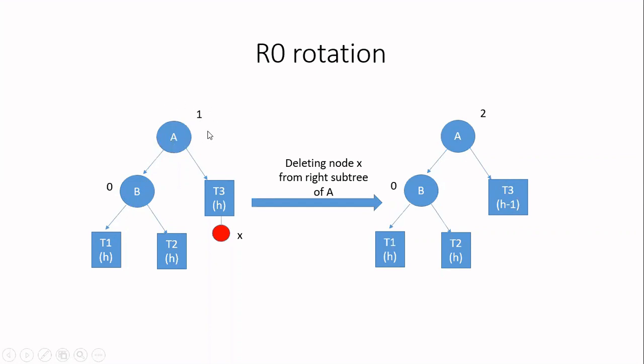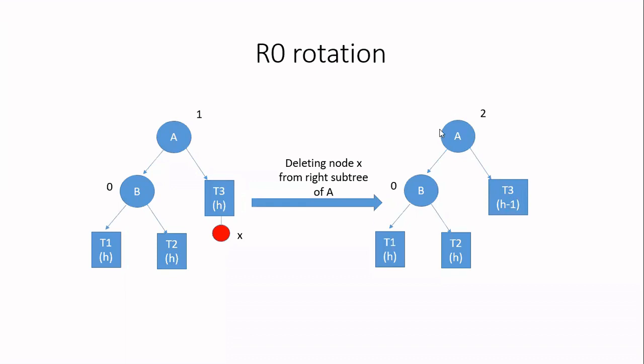Now in this, the tree is balanced. Now I am going to delete the node X from the right subtree of A. So when I delete this node X from the right subtree of A, before that the height of the right subtree of A is H. This T3 has the height H. When I remove this X, the height will be reduced by 1. So the new height of this is now H minus 1.